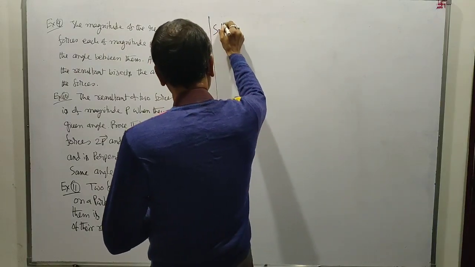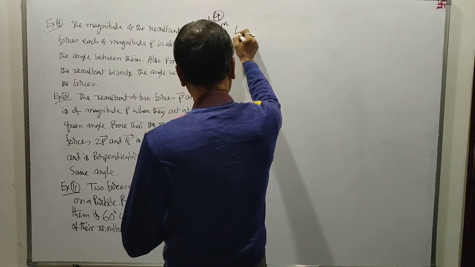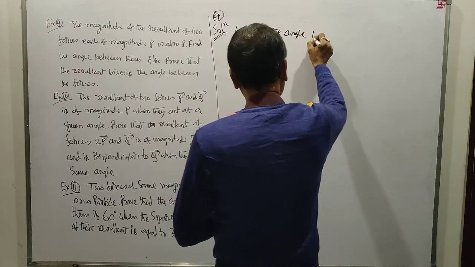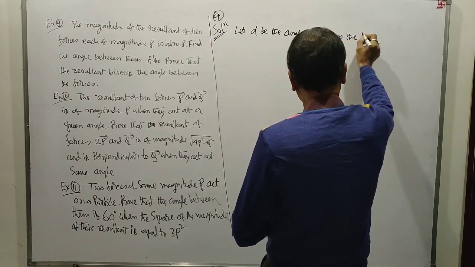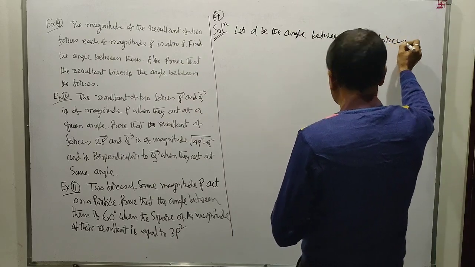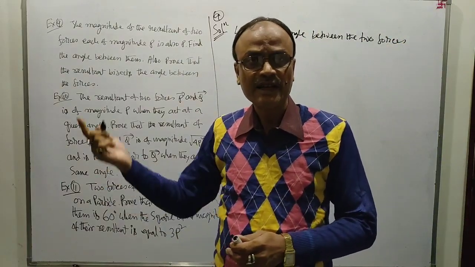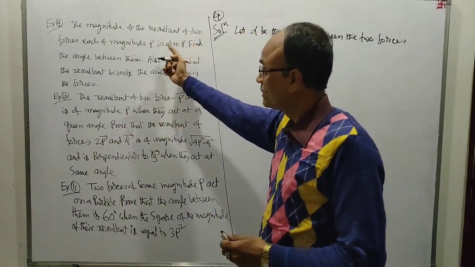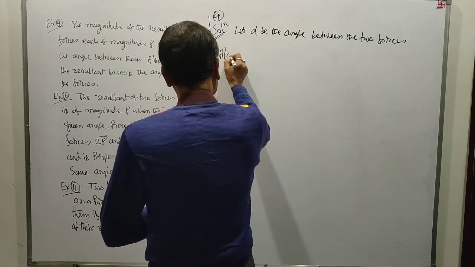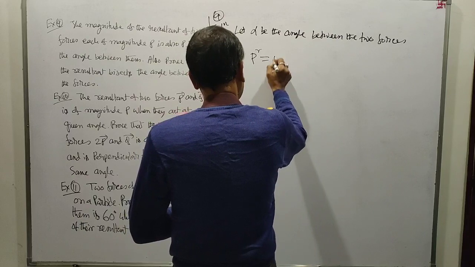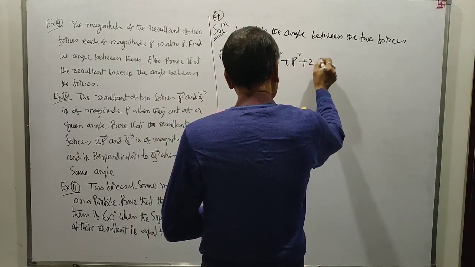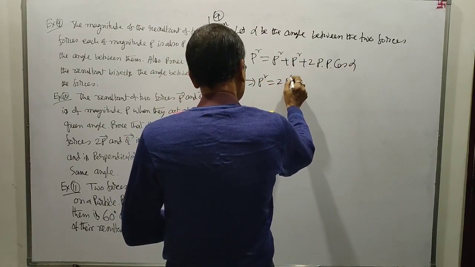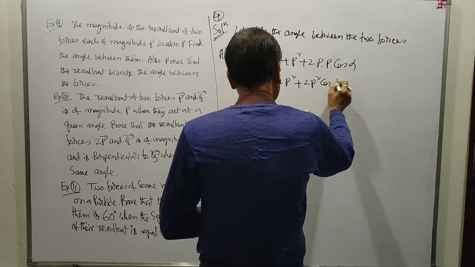Solution, question number 9. Let alpha be the angle between the two forces. The magnitude of the two forces is P and P, and the resultant is also given to be equal to P. According to the question, resultant square equals P square plus twice P into P cos alpha. This means P square equals twice P square plus twice P square cos alpha.